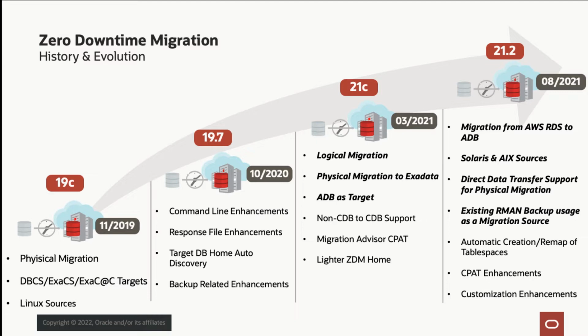Then we released 21.2 in August that year, including sources from AWS, including logical offline support for Solaris and AIX, direct data transfer support, and a lot of other enhancements and customizations on the ZDM end. And we keep on growing.